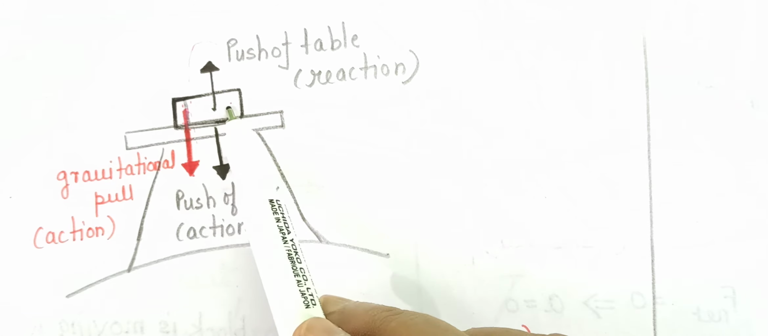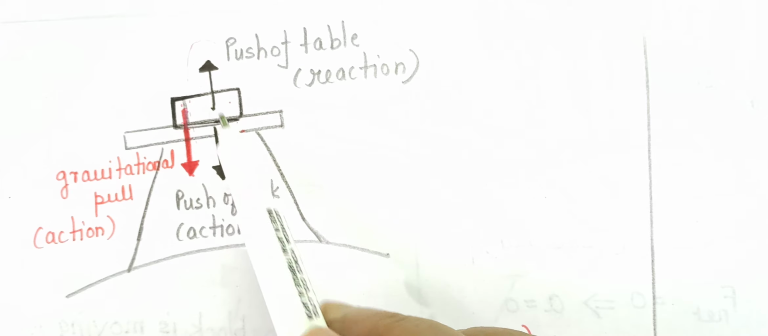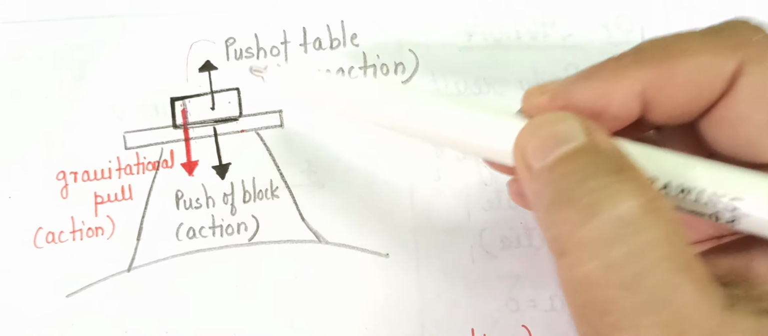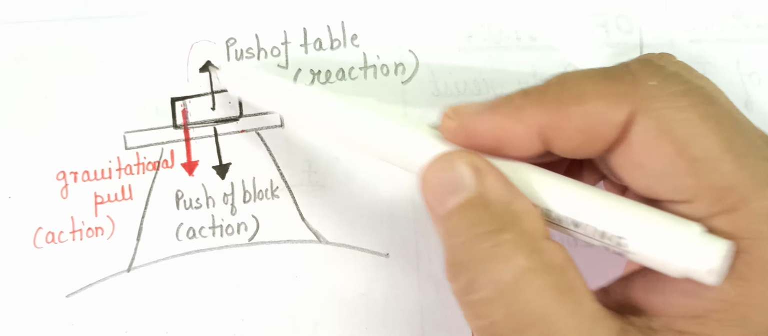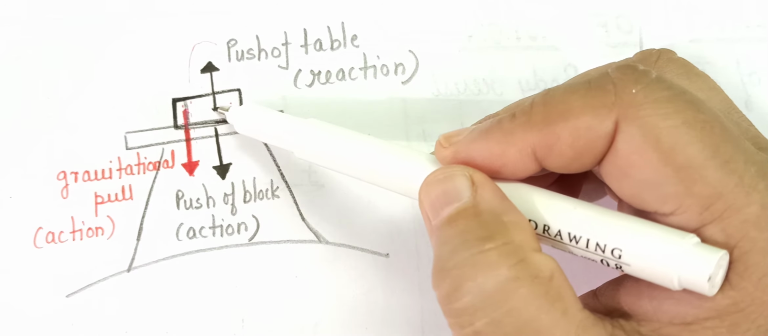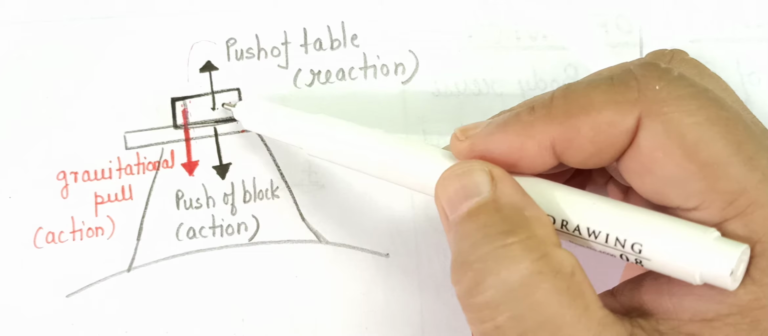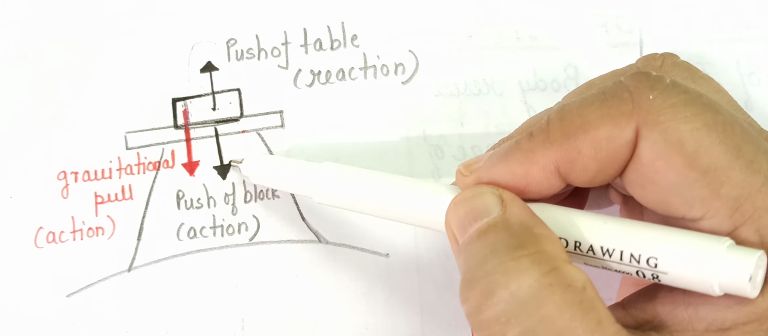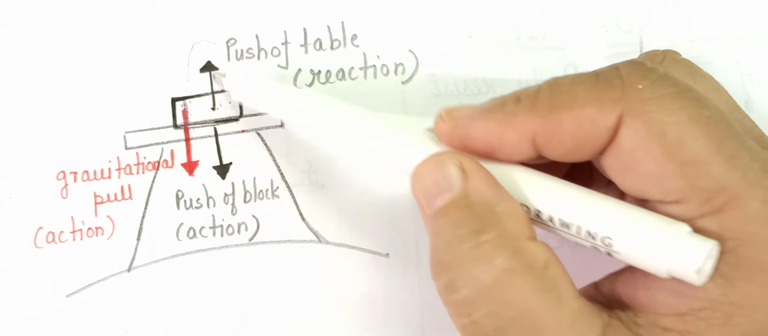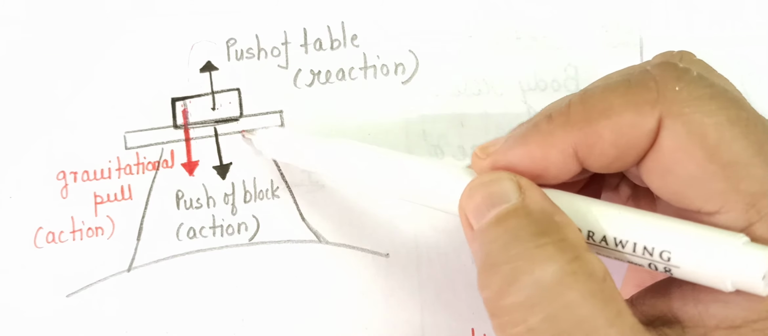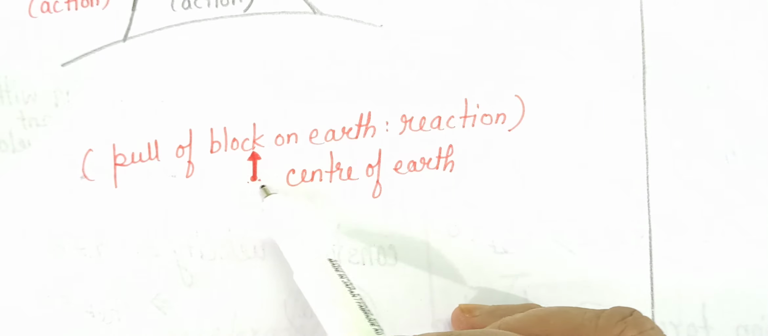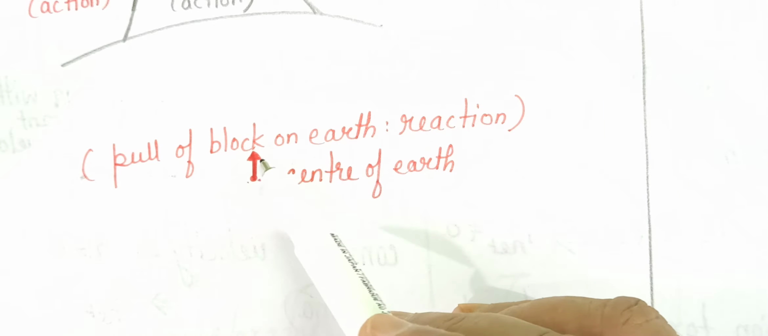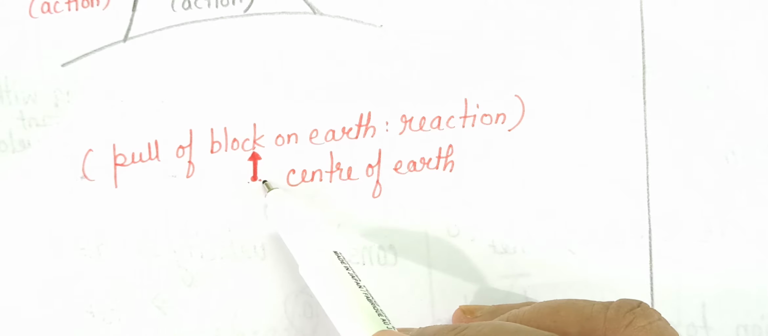And since the block pushes the table down, the table pushes the block up. So the force which the table exerts is shown by this vector in the vertically upward direction, and that is shown on the block. So for the force of block on the table, this is the action. Reaction is the normal reaction force of the table on the block. But for the gravitational force on the block, the reaction force is the force of block on the earth, which is shown, this vector is shown at the center of the earth.